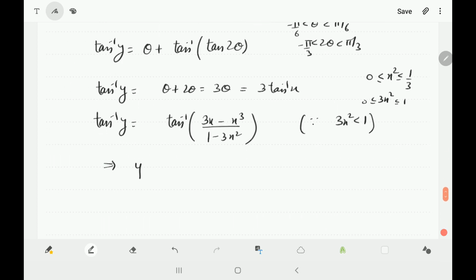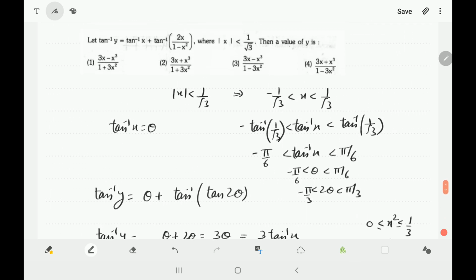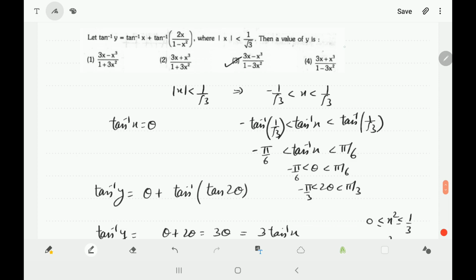From that we can easily get the value: if 3x square is greater than 1, then you have to add pi. So that's why I already checked whether 3x square is less than 1 or greater than 1. So we can cancel tan inverse, and y can directly be equated to 3x minus x cube upon 1 minus 3x square. So the answer for this problem will be 3x minus x cube upon 1 minus 3x square, which is option C. I hope it is clear.